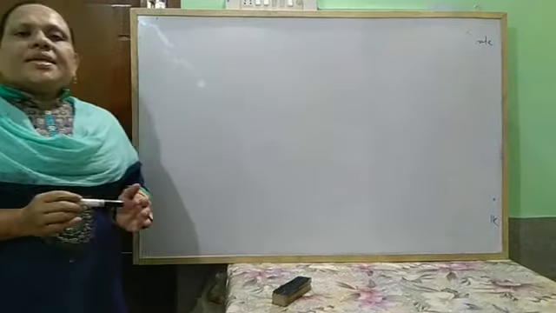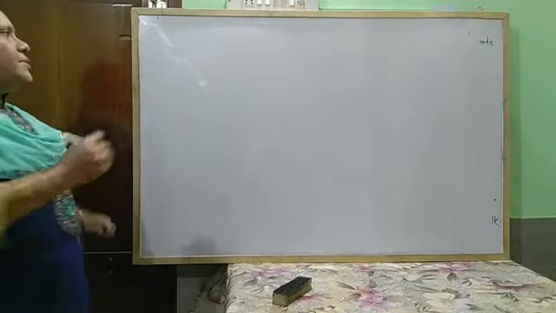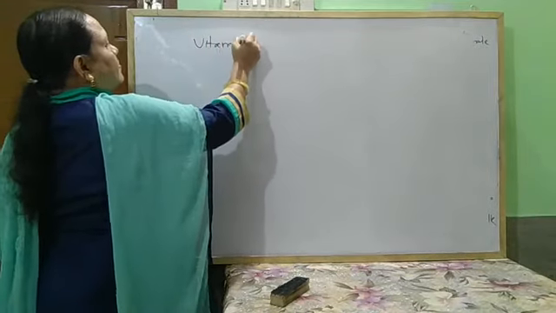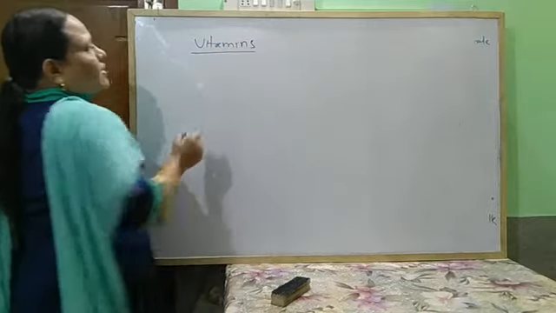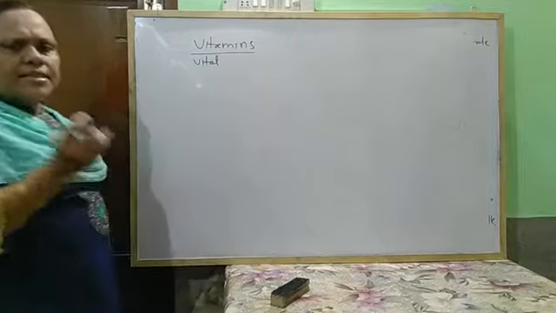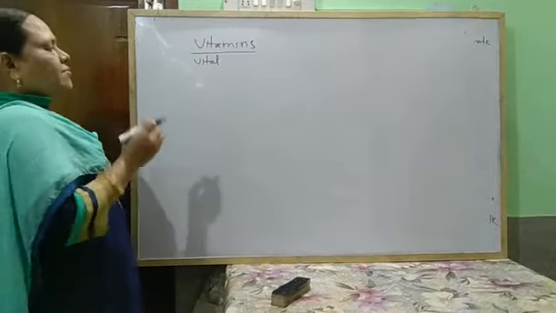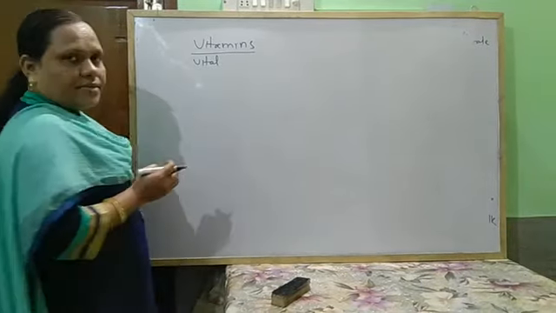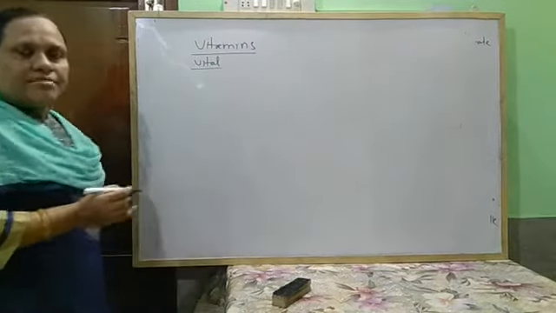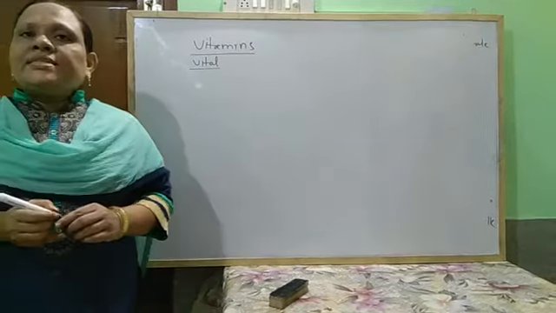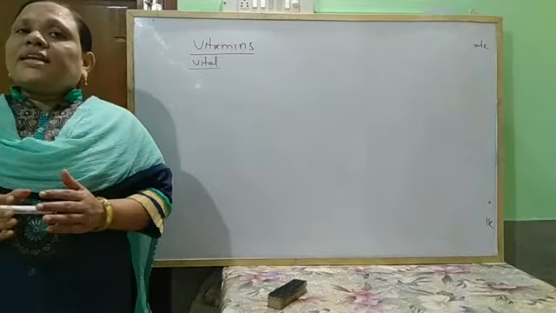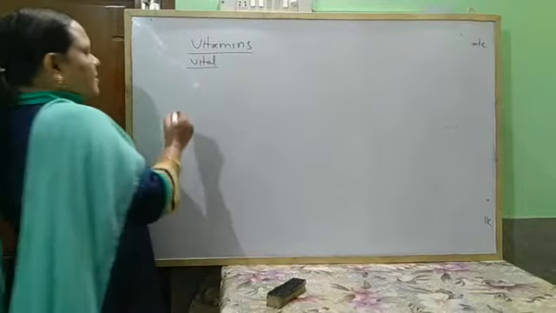Next we come to another type of biomolecules, that is vitamins. Vitamins are vital but required in small quantities to control different physiological activities of our body. These are vital, that's why they are known as vitamins. And these vitamins are very important.